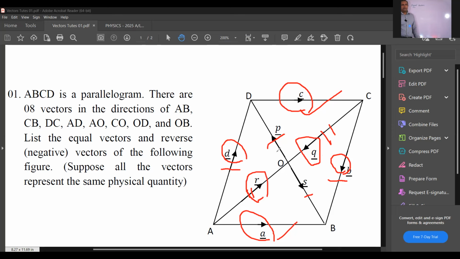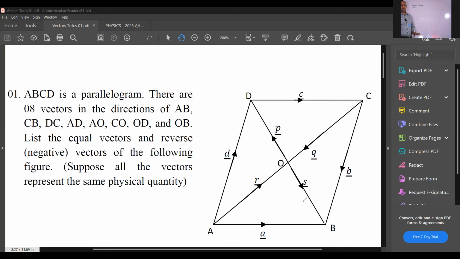The same as in this one, no? You know OD equals OB, as this is a parallelogram. Therefore, the magnitude of P and the magnitude of S are the same, but look at the arrowhead. The arrowheads are in opposite directions. Therefore, they are not the same. They are some kind of negative vectors.